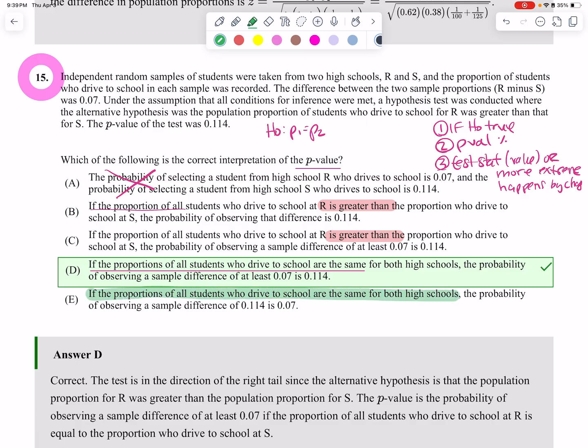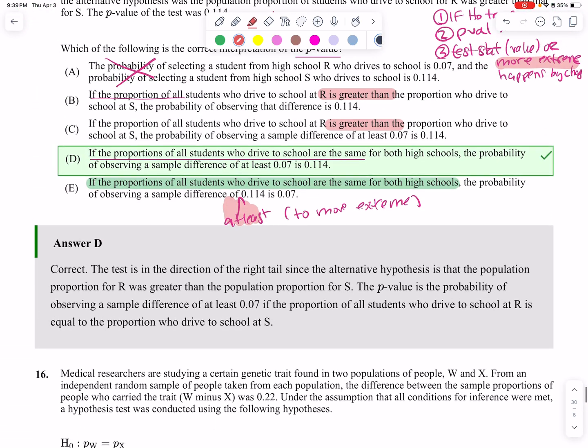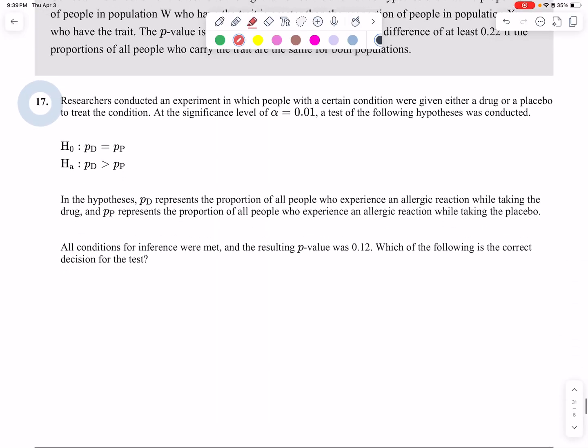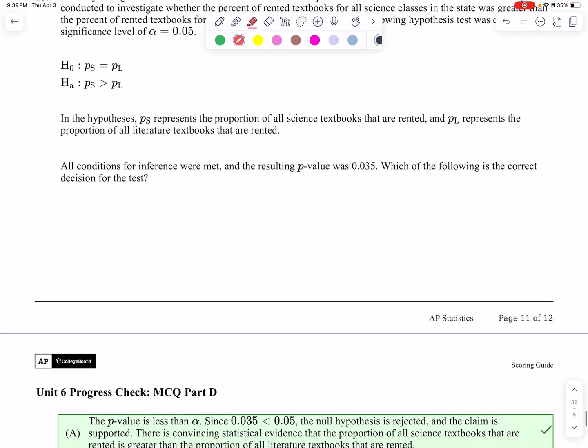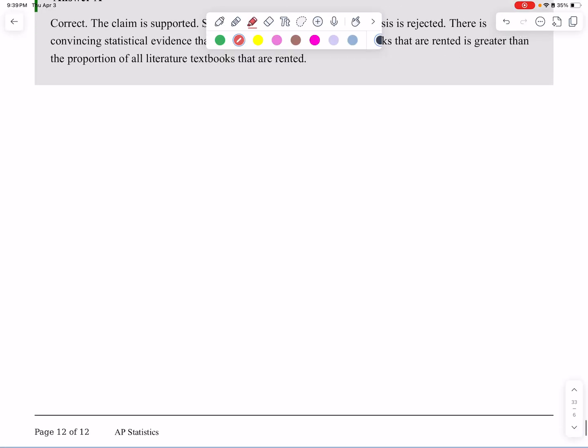So drive the same. The probability of observing a sample difference is, so this is the problem here, I need the words at least or more extreme, right? Because we said it's or more extreme, and that part, or more extreme, is what it's missing. So that's why D is the answer. And yes, the p-value is also located on your cheat sheet calculator. Okay, so this is it for the first part.